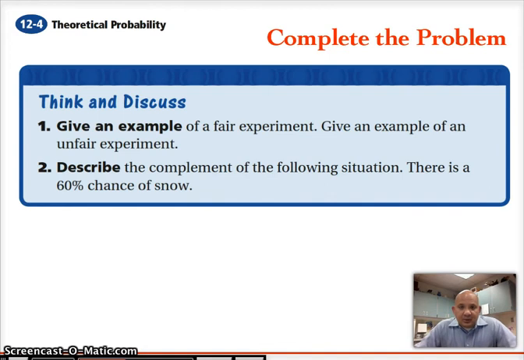Complete the problem. There are two things that you need to do here. First is to give the example of a fair experiment. Come up with your idea of a fair experiment. And secondly, describe the complement of the following situation. There's a 60% chance of snow. So what's the complement of that situation? Here's a hint, which is probably pretty obvious. They're asking you for the probability of no snow. And that, of course, is for number 2. So how do you figure that out? I think it'll be pretty easy. We'll see you in class.